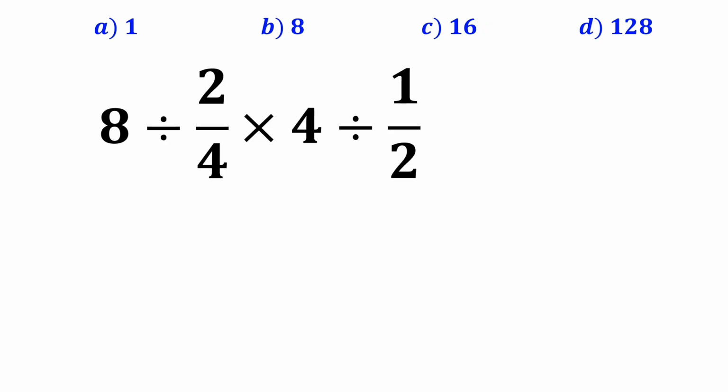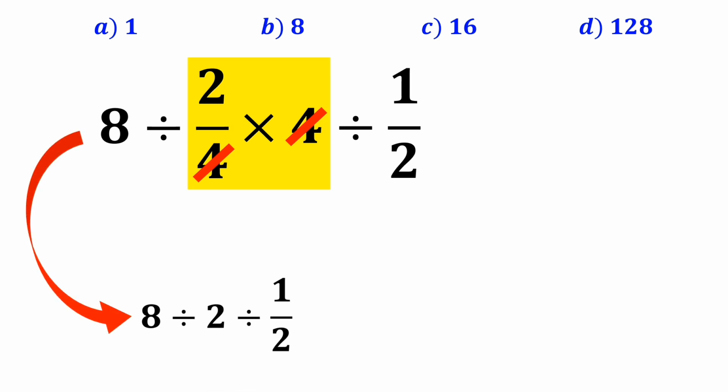Quite a few people, when faced with this question, might immediately focus on the part 2 over 4 times 4, which I have highlighted in yellow, and they tend to cancel out the 4's. So, they rewrite the entire expression as 8 divided by 2 divided by 1 over 2.